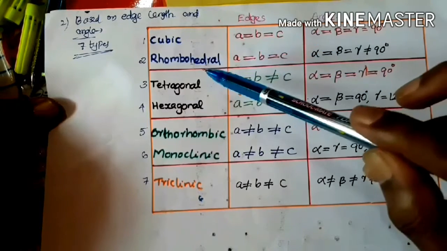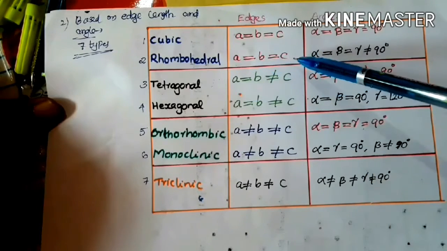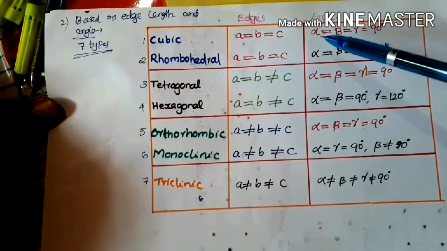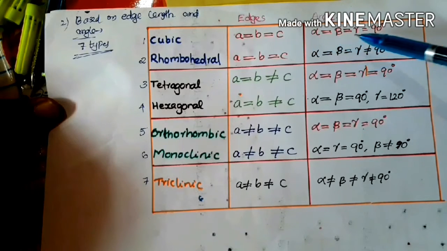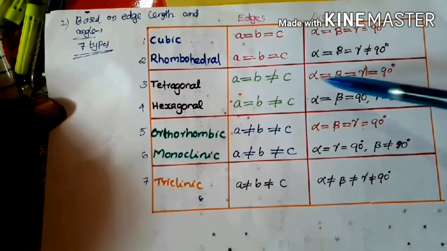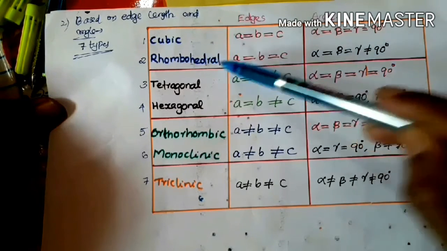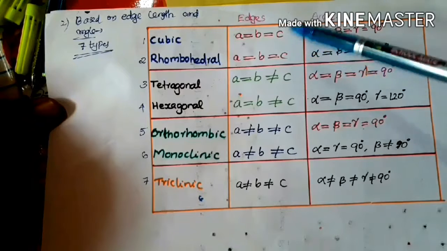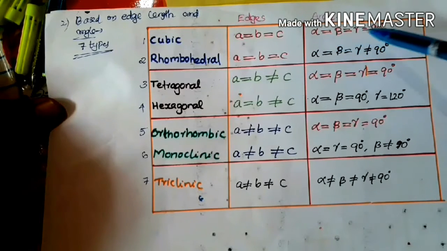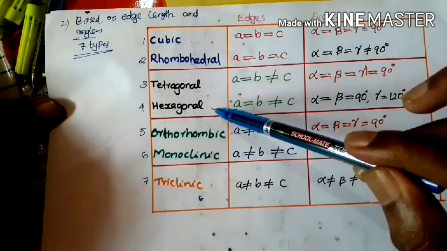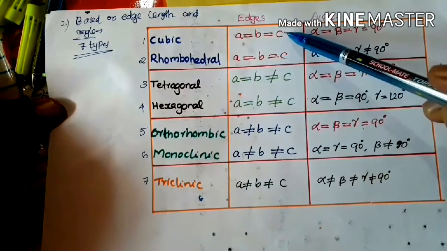Now first see cubic. In cubic, the edges are a = b = c. Rhombohedral also has edges a = b = c. The angle of cubic is alpha = beta = gamma = 90 degrees, and rhombohedral alpha = beta = gamma ≠ 90 degrees. See, the edges of these two are the same, and the angle of the first one is always equal to 90 degrees. Now see the second one, tetragonal and hexagonal.